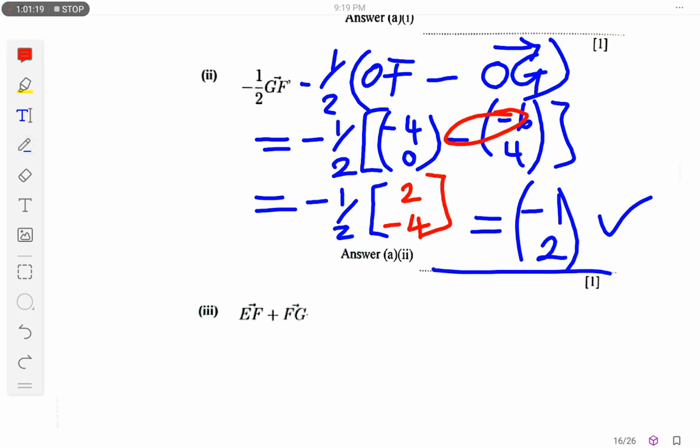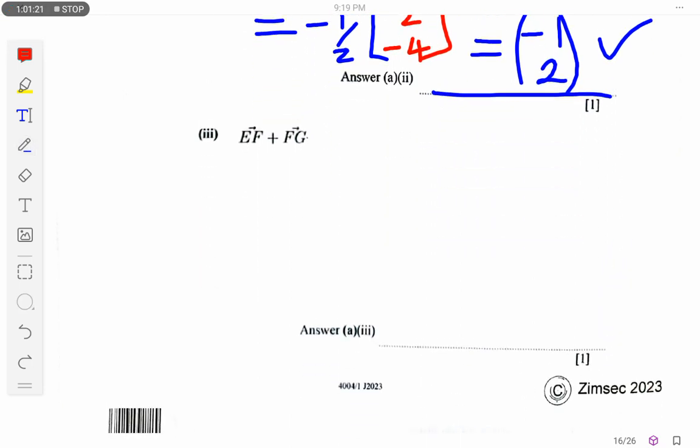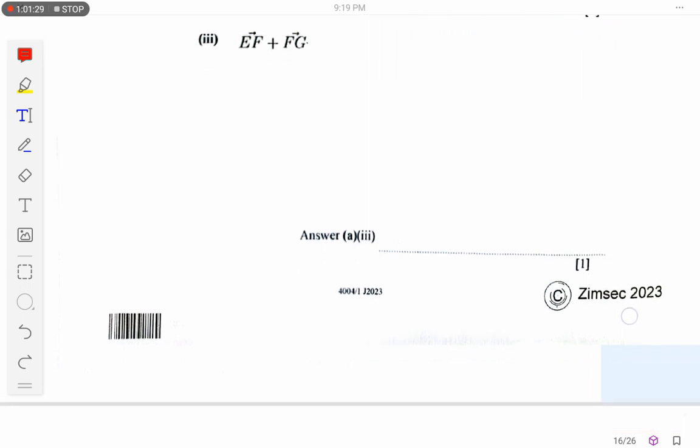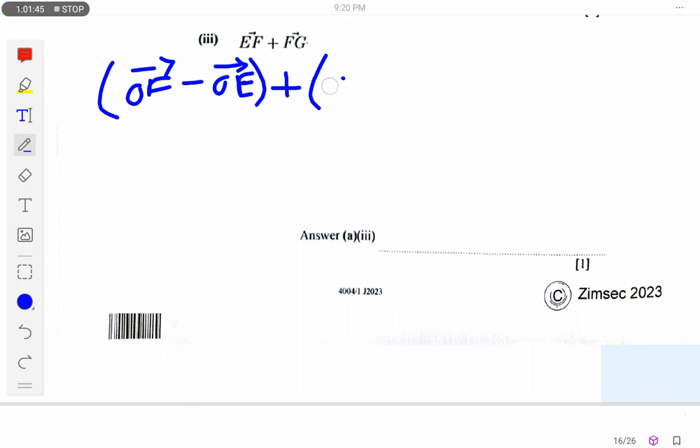Let's move on. Now they are saying find EF plus FG. I'm going to do it the longer way, so that you understand. EF, we said it's OF minus OE. Then plus FG, that's OG minus OF.